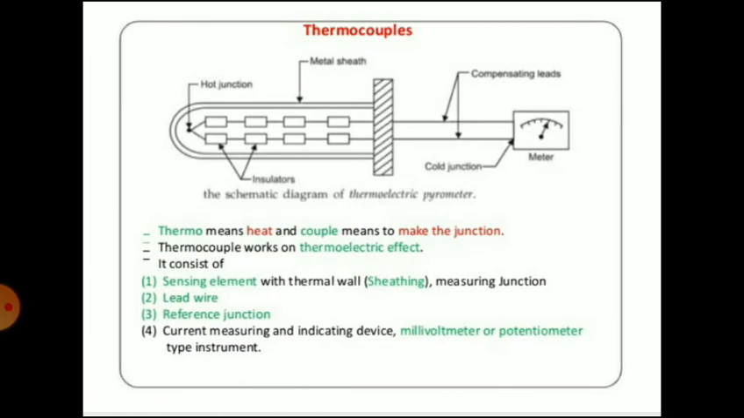This is another diagram. You can see there is a meter, there is a hot junction and there is a cold junction. On the left hand side there is a hot junction, on the right hand side there is a cold junction, and the potential difference is measured with the help of the meter to measure the temperature. A millivoltmeter or a potentiometer type instrument is used to measure the voltage.